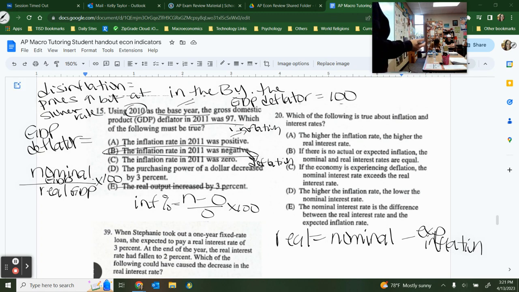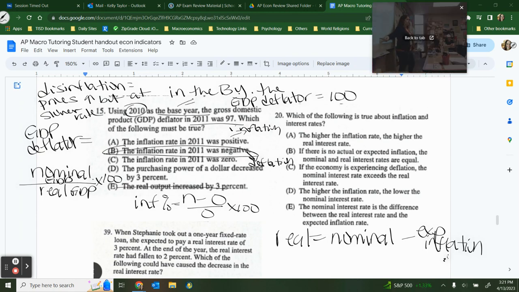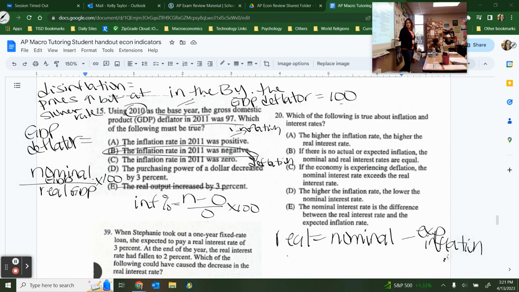Okay, so let's look at A first. It says the higher the inflation rate, the higher the real interest rate. Well, if we're subtracting this number and now we're raising the thing that we are subtracting, it's not going to make our total bigger. It's going to make it smaller because we're subtracting a larger number here. So it's not A.